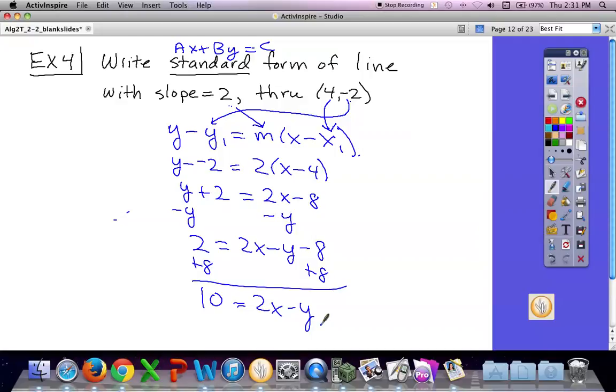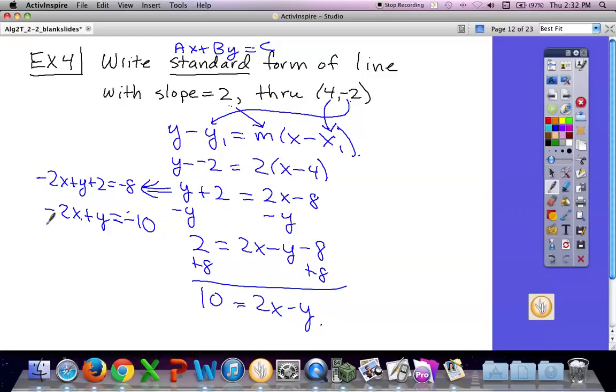What would have happened if instead of moving the y, we moved the x? Then it would have been like this, right? It would have looked like negative 2x plus y plus 2 equals negative 8. And then you would have subtracted 2, and you'd have negative 2x plus y equals negative 10. So what's the difference between those two equations? Well, if you multiply one of these by negative 1, you get the other one, right? So they're both okay.